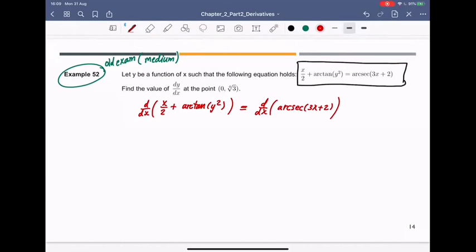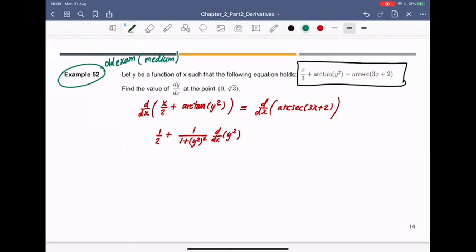Next, what else? So what we can do is we differentiate x squared, right? So we differentiate x squared, you get 1/2. You differentiate arctan, so you get 1 over 1 plus y squared, squared, and then you have to differentiate your inner function, which is y squared.